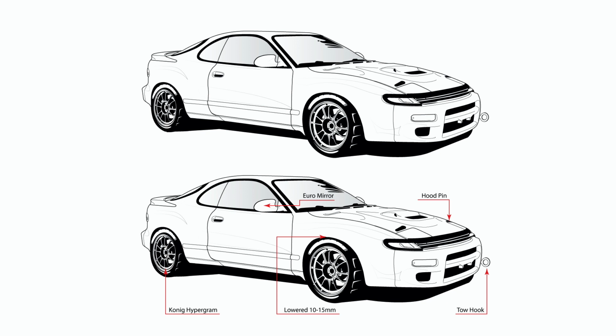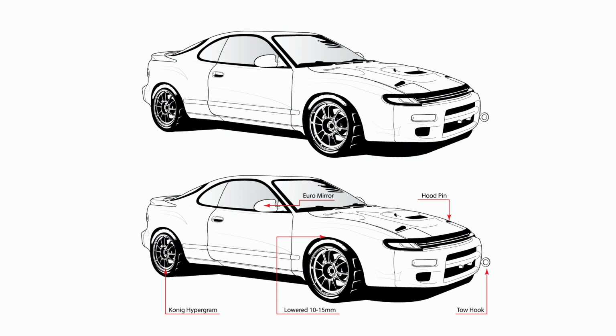I lowered the front end around 10 to 15 millimeters, which is what is in my plans. But that's waiting on me to make an adjustable lower ball joint, which is sort of the key to correcting the suspension geometry when I lower it further. I also added my hood pins and a tow hook.